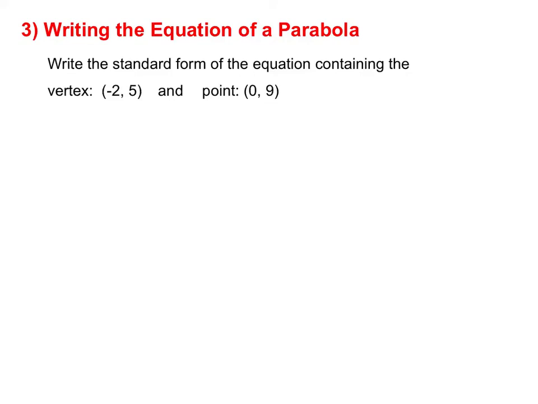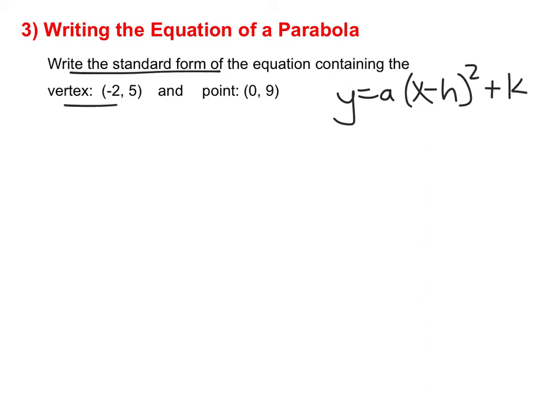Here we're asked to write the equation of a parabola in standard form. So here's our standard form, remember. But we're only given the vertex, which is helpful because the vertex is the h value and the k value. So we know that the h value is -2, the k value is +5.